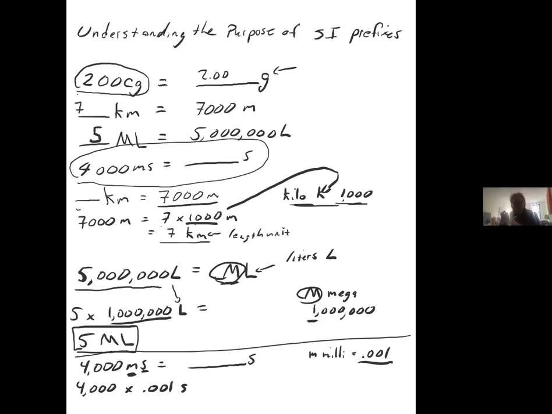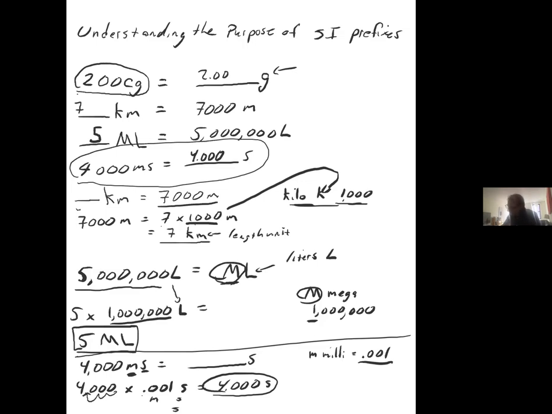Every time you multiply it by 0.1, you move the decimal place 1 point. If you multiply it by 0.01, you do it 2. If you do 0.001, you do it 3. So we're going to move it over 3 places. And that would give us 4.000. But now that would be in seconds, right? So I've taken our milliseconds and I've just converted it into seconds. So that would be 4.000 seconds. Okay. So that's based on the prefixes.